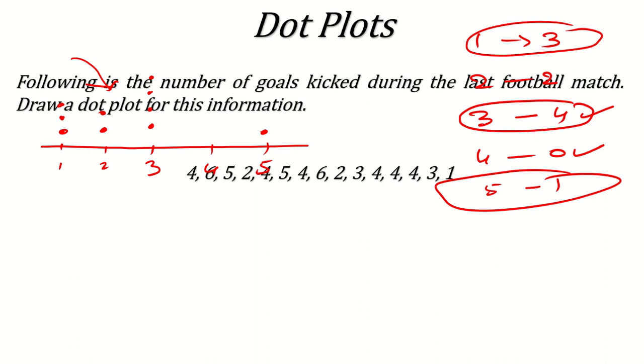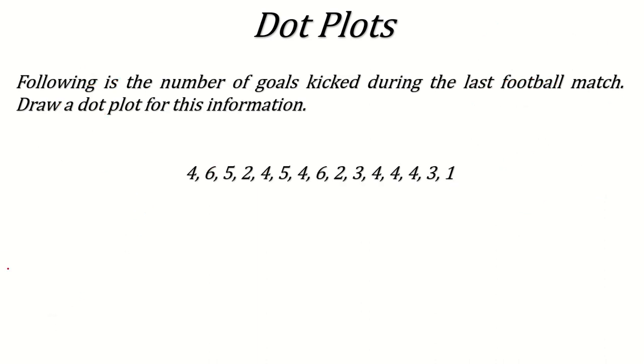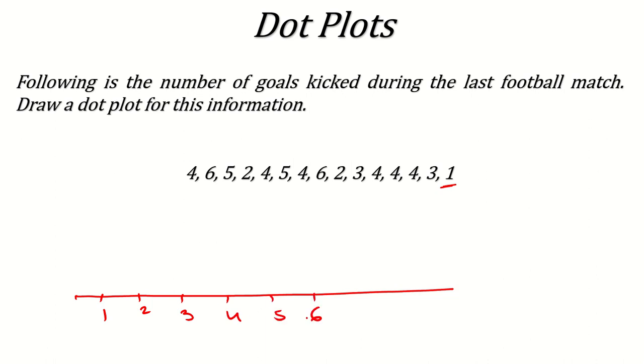Okay. Now we can discuss this question for the dot plot. They say following is the number of the goals kicked during the last football match. Draw a dot plot for this information. So what you will do? First you draw a line and write the numbers. So number starts from 1. So this is maybe 1, 2 and maximum number is 6. So 1, 2, 3, 4, 5 and 6. Now 1 how many times? Only 1 time. So it is 1 dot only.